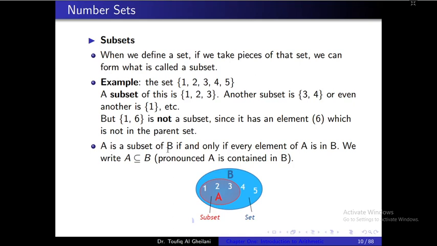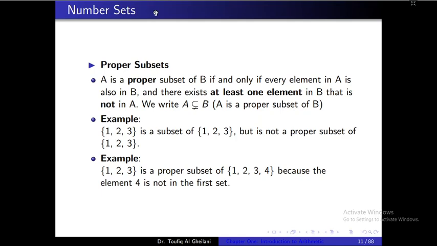A is a subset of B if and only if every element of A is in B. We write it like this: A is contained in B, like this one. Look, the set B, this one, is equal to 1, 2, 3, 4, and A is a subset of B because it has 1, 2, 3, and 1, 2, 3 is also included in set B.